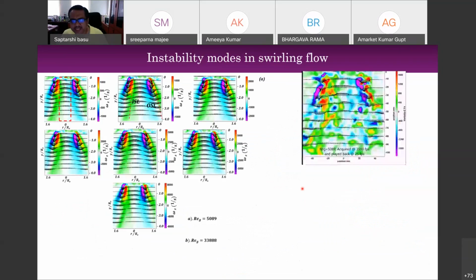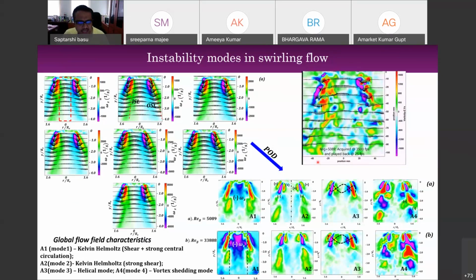If you look at this particular flow field, as we already stated earlier, if you fix the burner geometry, that means your blade angles are fixed, then as you go on increasing the flow rate, you get certain unstable modes that are normally present in the flow field. In this case, it is the Kelvin-Helmholtz mode, which is basically mode A1. And then there are, of course, helical modes and the shedding modes. Some of these things are shown over here.